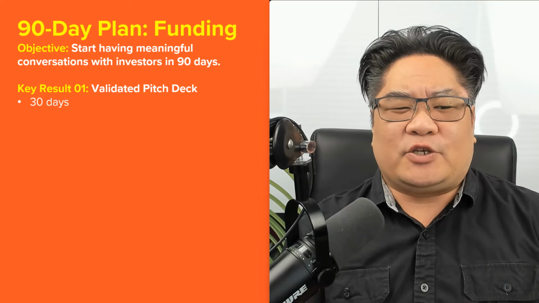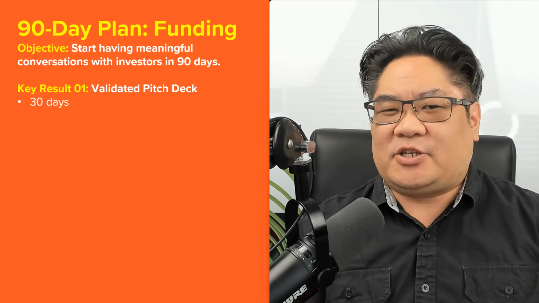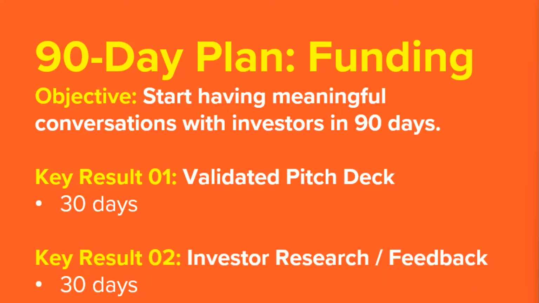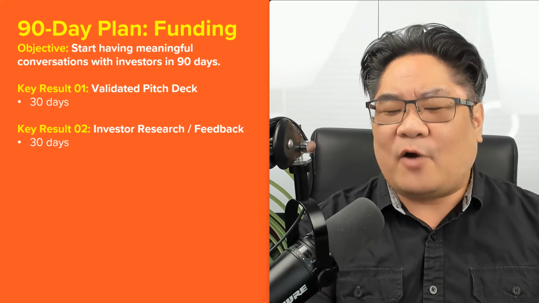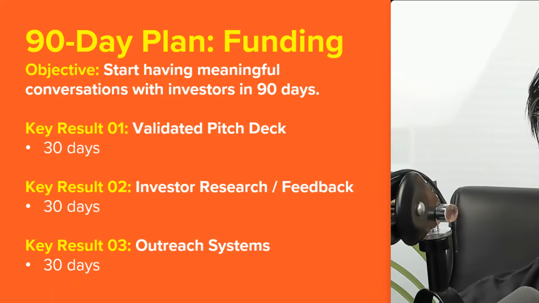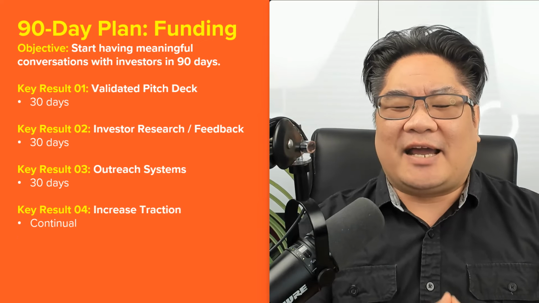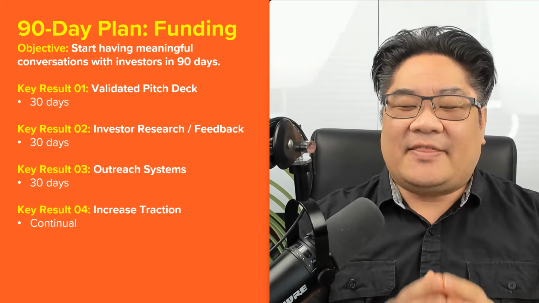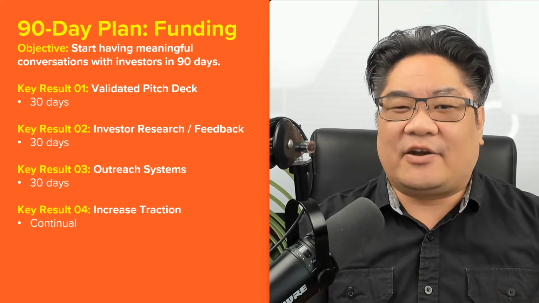The first key result that you're going to be looking for is a validated pitch deck, and that's going to take about 30 days. After that, you're going to spend another 30 days doing investor research and getting feedback, really getting ready for that outreach, which is the next key result. You're doing outreach systems, and that happens over the last 30 days. Now, another key result through the entire 90 days you'll be looking at is increasing traction. And like I said, that is continuous through the entire 90-day plan.